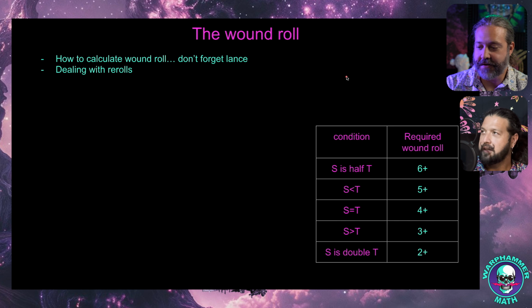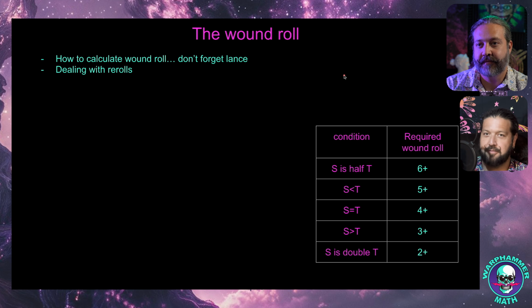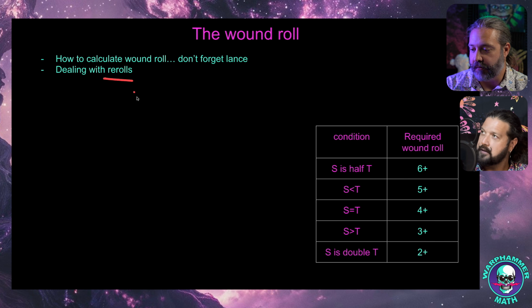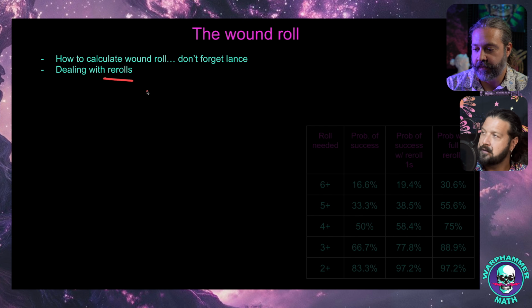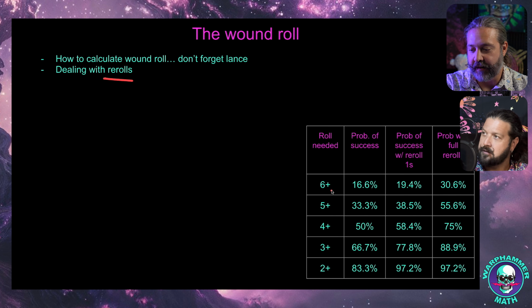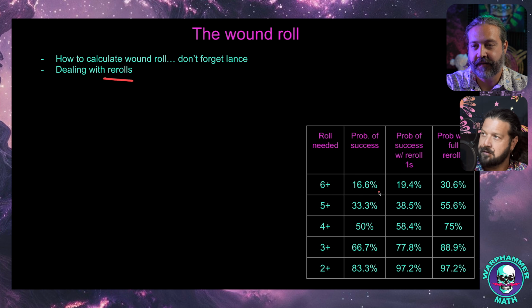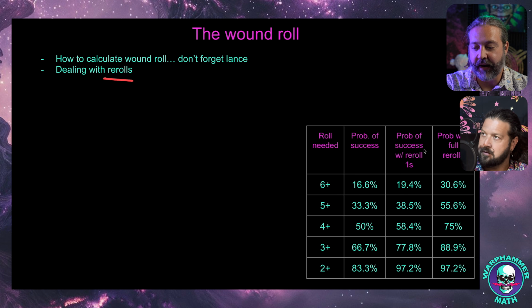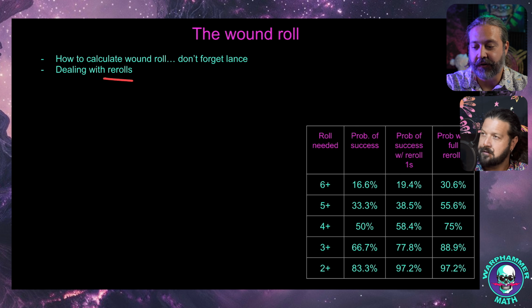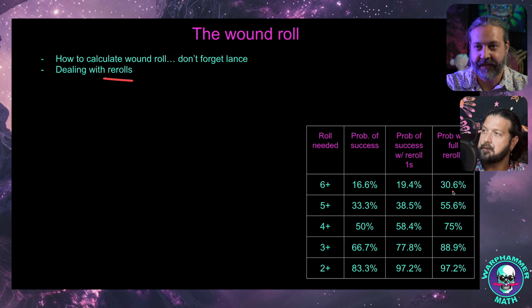So we're just looking at AP, which is just going to give you a standard percentage buff. But in terms of rerolls, something I wanted to point out. Again, here's the same table we had before, where if you're hitting on a 6, then you have a 16.6% chance of success. If you can re-roll ones, then you end up with a 19.4% chance of success. If you fully get to re-roll, then you get a 30.6% chance of success.